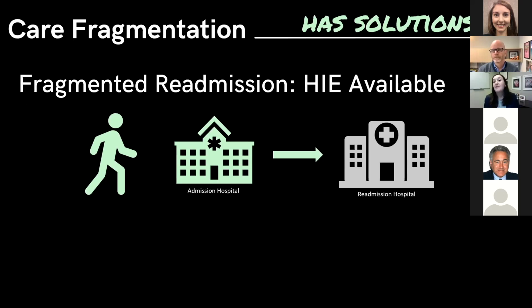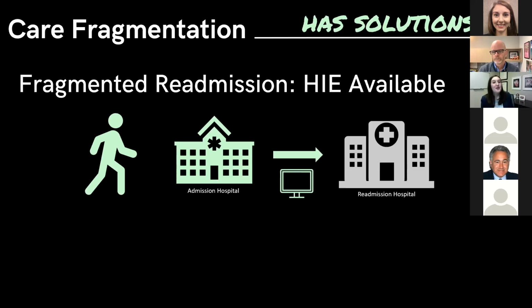Next up, we have a fragmented readmission to a different hospital outside of the healthcare system in which HIE is available. So this would be, for example, an index admission to Grady and a readmission to Piedmont. Both of them use Epic. Epic has an HIE that allows you to access information.